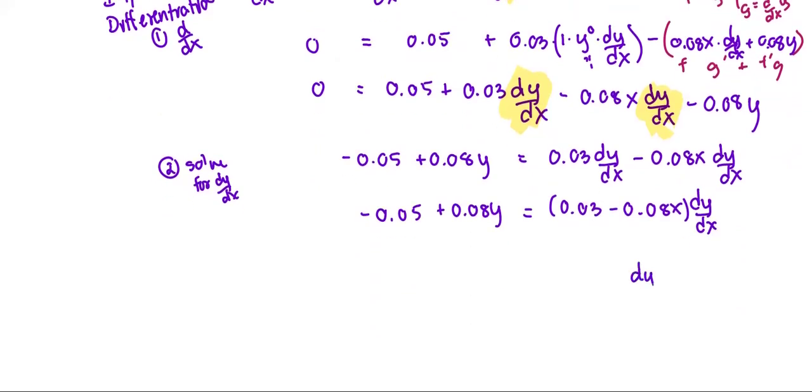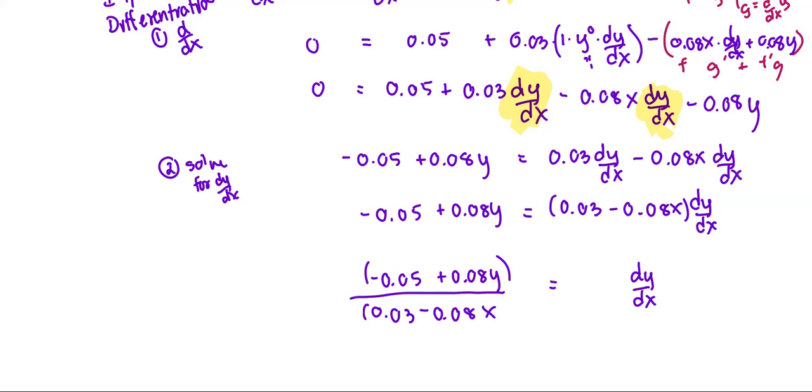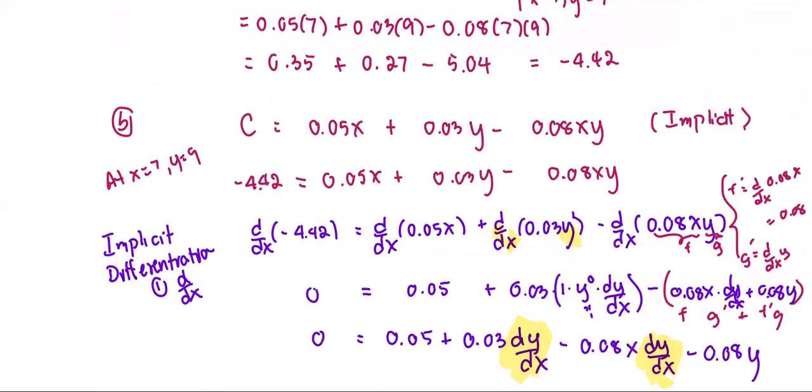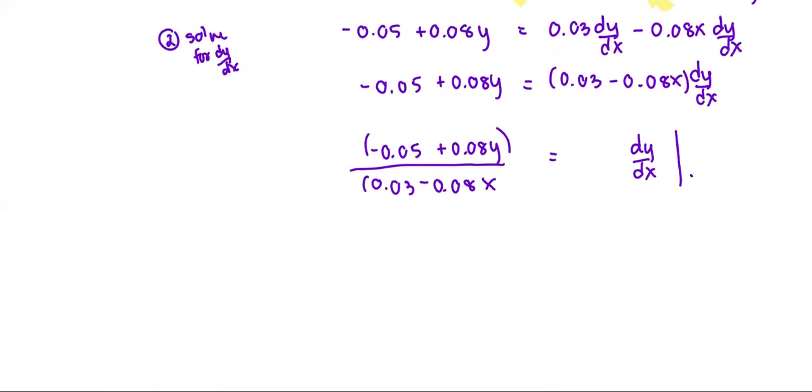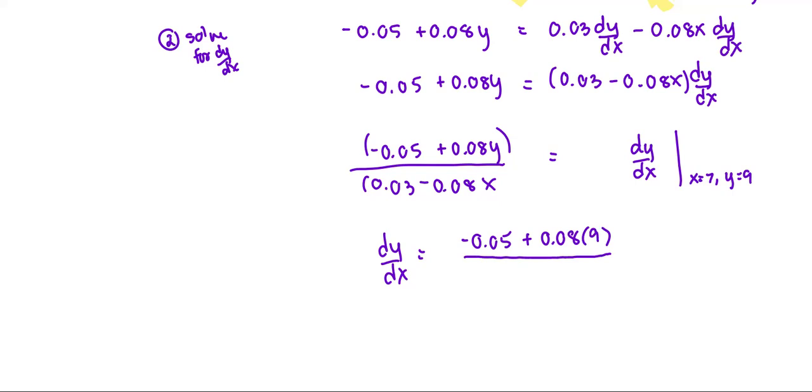Therefore, the dy by dx equals negative 0.05 plus 0.08 times y quantity, all divided by the coefficient of dy by dx on the right hand side, which is 0.03 minus 0.08 times x. And recall, this problem asks you to find dy by dx when x equals 7 and y equals 9. Therefore, dy by dx equals negative 0.05 plus 0.08 multiplied by y as the value 9, divided by 0.03 minus 0.08 multiplied by x, which is the value 7. Then put it in the calculator and get the number out.